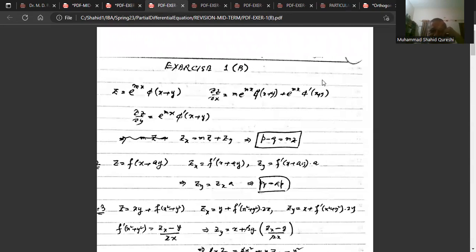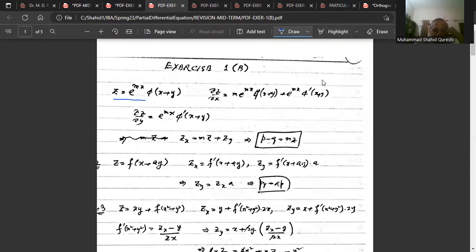The second aspect is eliminating arbitrary functions. So we see that we may be having problems of this type. Z is equal to e power mx, which is a known function, times phi of x y. So there is another function which involves the terms of x plus y. I don't know whether it is x plus y whole square, or 1 upon x plus y, or whatever. I have to eliminate this arbitrary, unknown function to obtain the differential equation. So I take the derivative with respect to x.